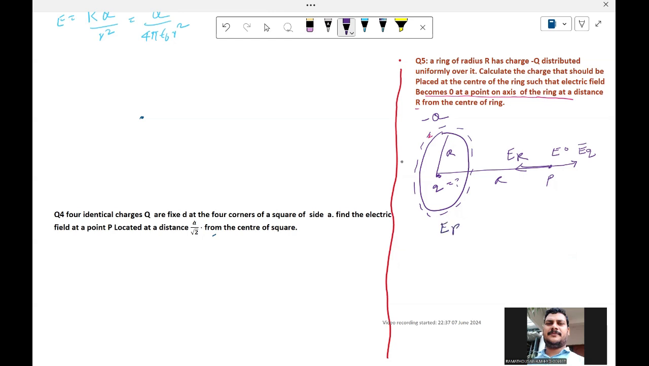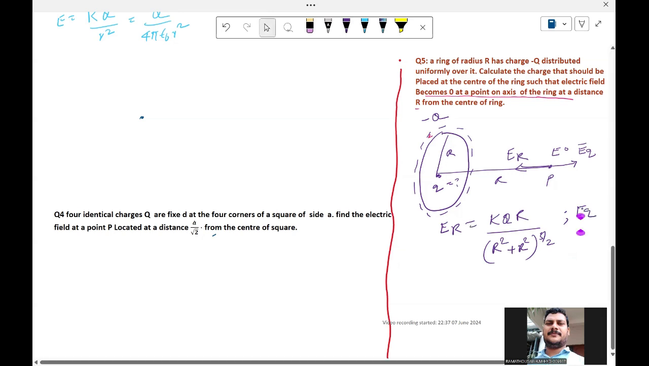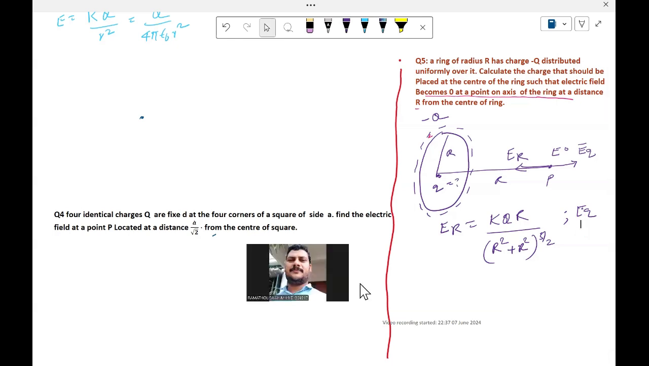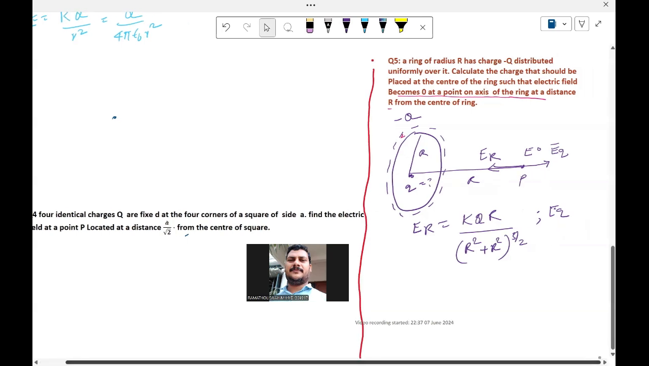we know already E_R is equal to KQ X by (R square plus X square) whole power 3 by 2, here X is equal to R. And E_Q is equal to K into q by R square. These two are equal. So KQ into R by (2R square) whole power 3 by 2 is equal to K into q by R square.